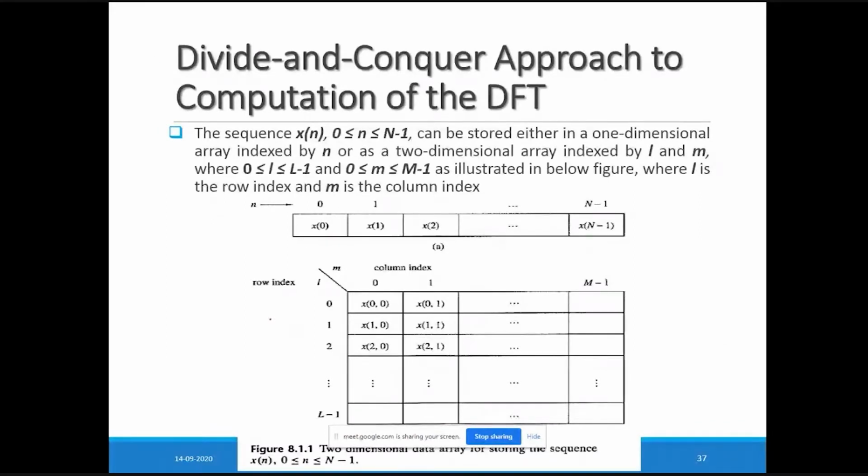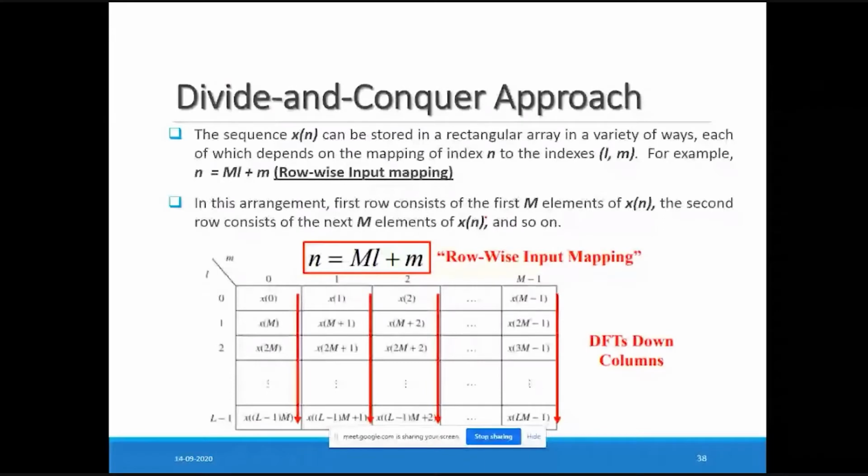So here we can represent the same thing in two dimensions with L cross M, where L is nothing but the row index and M is the column index. So this is how we can represent a one dimensional array as a two dimensional array indexed by L cross M. Now we go for the input representation of the DFT and the output representation. So the new topic for today is the divide and conquer approach.